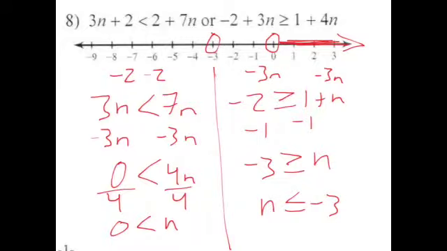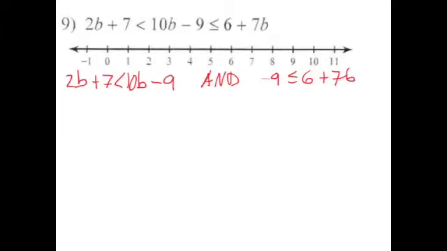So to graph that, I'm going to go to negative 3, put a circle there. I'm going to fill in because it says less than or equal to. And then I'm going to shade left because those are where the numbers are that are less than negative 3. And that's my solution space. All those to the left of negative 3 and to the right of 0.